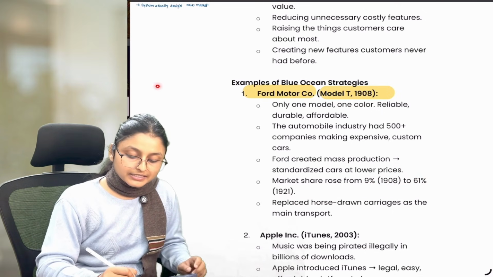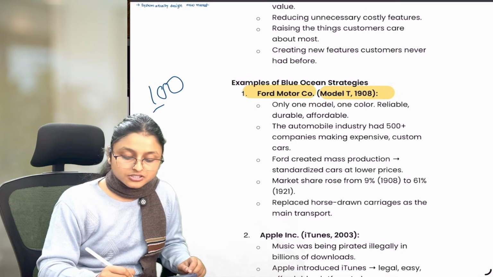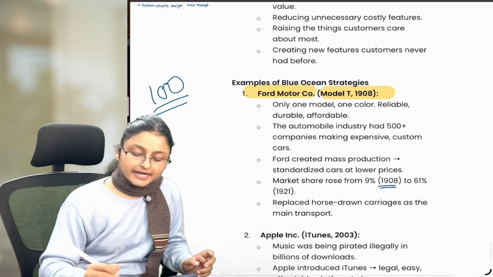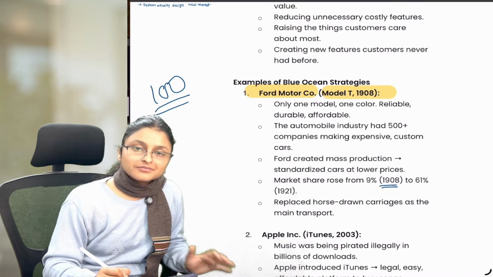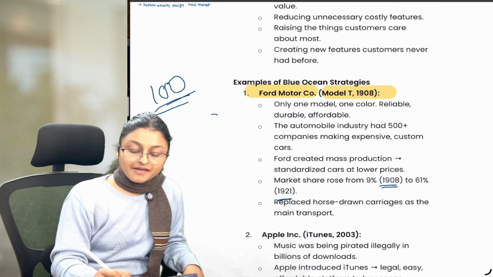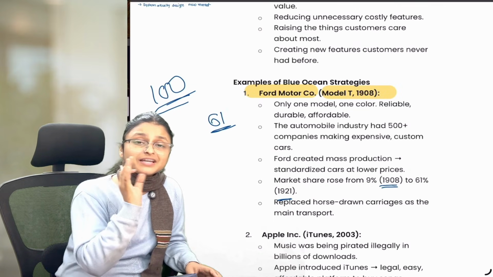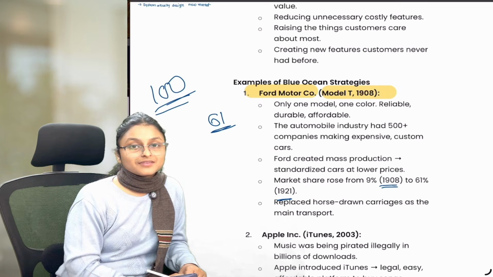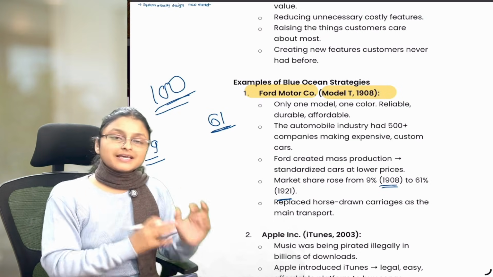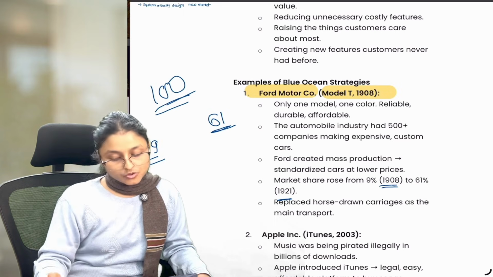What does that mean? Let's assume that we have 100 customers in the whole market of cars. So in 1908, they only had 9 customers out of 100. But in 1921, they were holding 61 customers out of 100. So they got a huge advantage by offering standardized types of cars at lower cost.